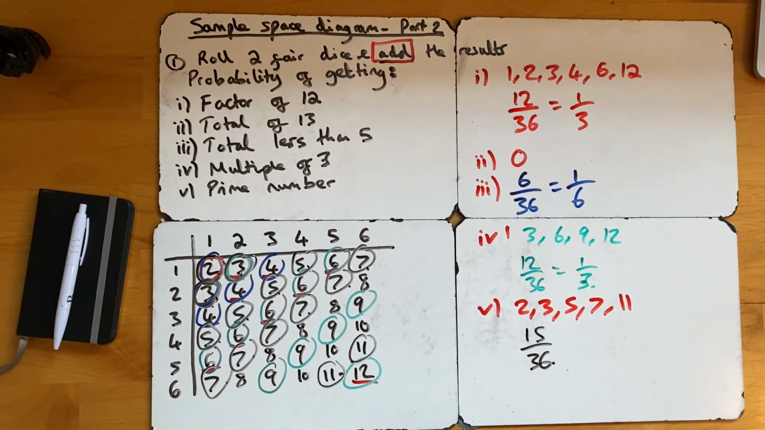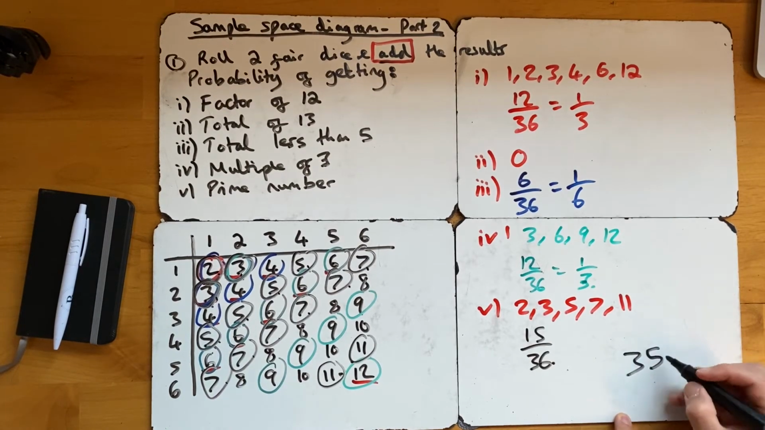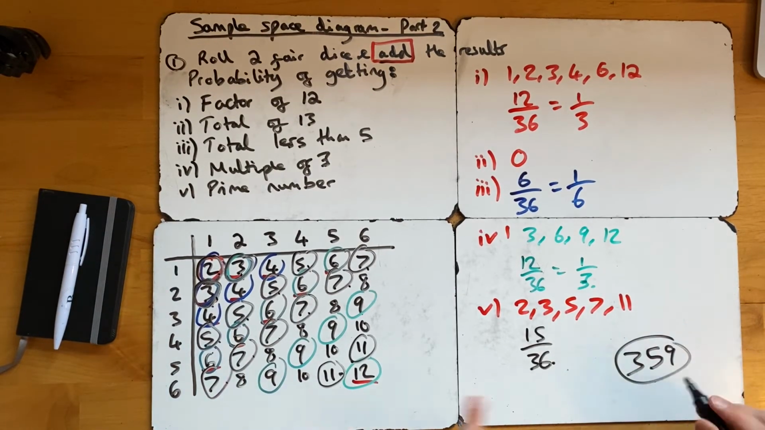So I want you to go to Hegarty Maths, and can you do 3, 5, 9? And you can just use this rather than drawing out again.